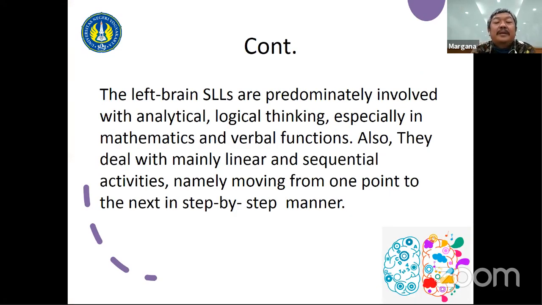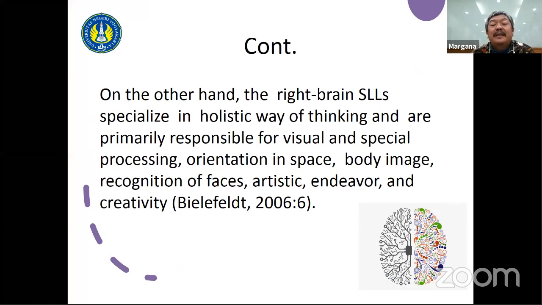The left brain second language learners are predominantly involved with analytical, logical thinking, especially in mathematics, verbal functions. Also, they deal with mainly linear and sequential activities, namely moving from one point to the next in a step-by-step manner. On the other hand, the right brain second language learners specialize in holistic way of thinking and are primarily responsible for visual and spatial processing, orientation in space, body image, recognitions of physics, artistic endeavor, and creativity, according to Bielefeld, 2006.